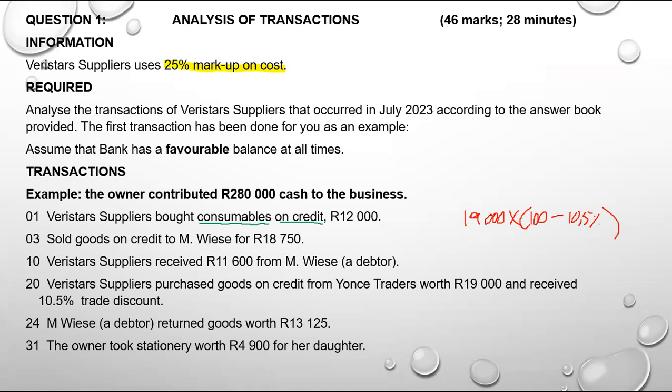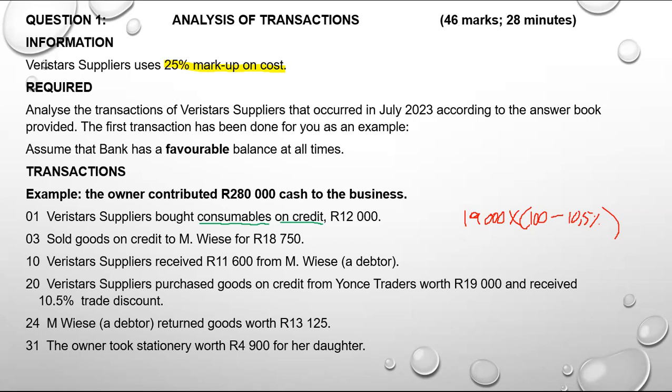So what we're going to do is to record that 13,125. Now, it says M. Visser returned goods worth the 13,125. So that 13,125 is the selling price of the goods that were returned.